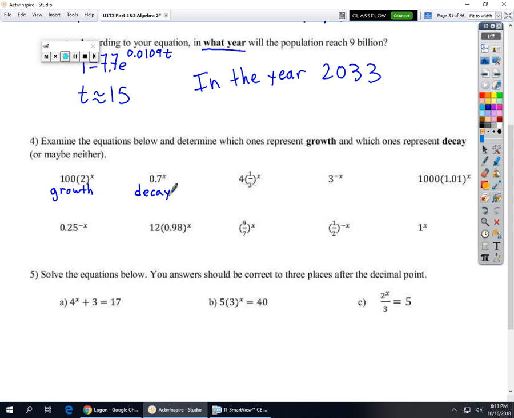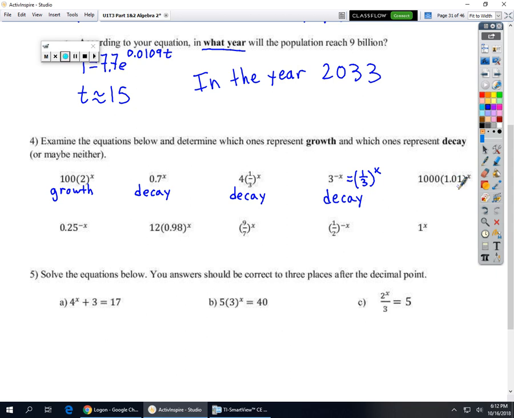1/3 is a number that's less than 1. It's a fraction less than 1. 1/3 is a decay. I got a 3, but there's a negative x. Remember, if there's a negative exponent, it actually turns it into the reciprocal. So instead of 3, it really means 1/3 to the power of x. And that is a decay. So if it's a growth and it has a negative exponent, it'll end up actually being a decay. So in reality, this is a decay.